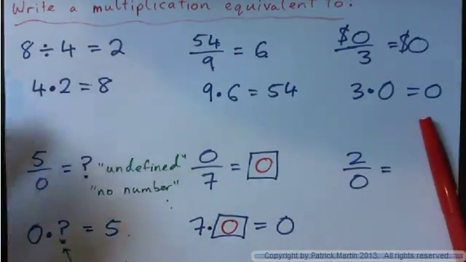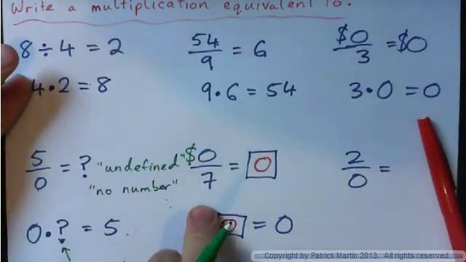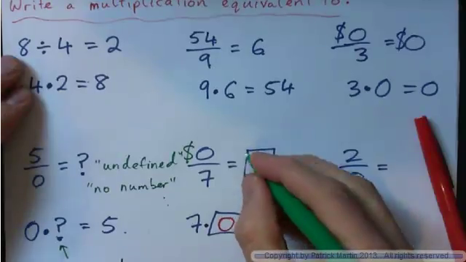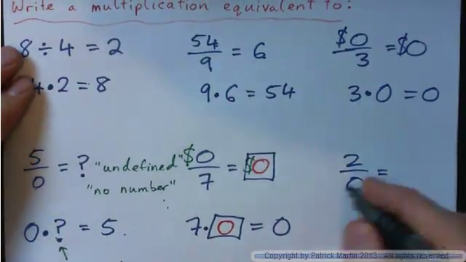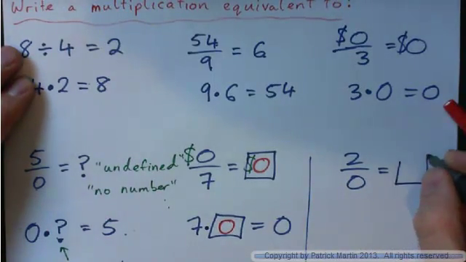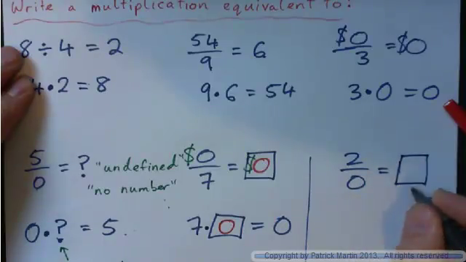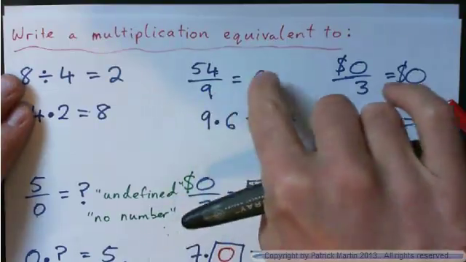The other way of thinking about it is, if you have $0 and you divide that equally among 7 people, each person gets $0. So that's one way of thinking about it. Then 0 on the bottom is a different story because if you put a box here, 2 divided by 0 equals what number? Look, 54 over 9 is 6, so 9 times 6 is 54.